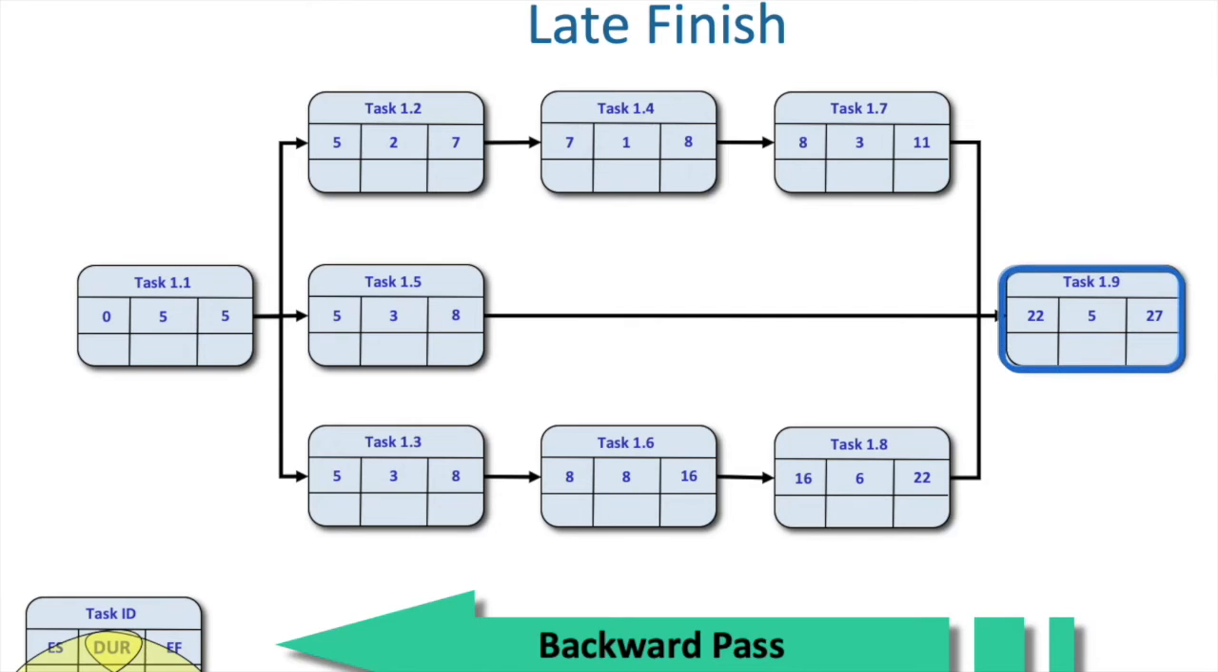Starting with 1.9. For 1.9, the latest it can finish is the same as the earliest it can finish, which is 27. So 27 minus 5 is going to give us 22. Take another task, which is 1.8. It's 22 minus 6. Now I'll just run through these particular tasks going backwards, and you can see where we get the numbers from and how it's calculated. Pretty straightforward, pretty easy to do, simple math.